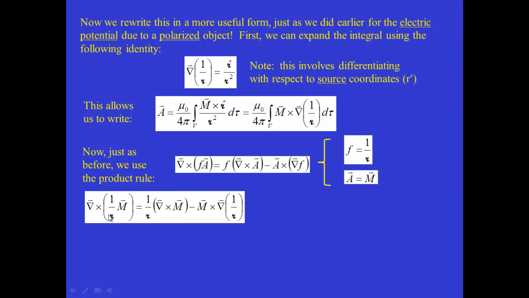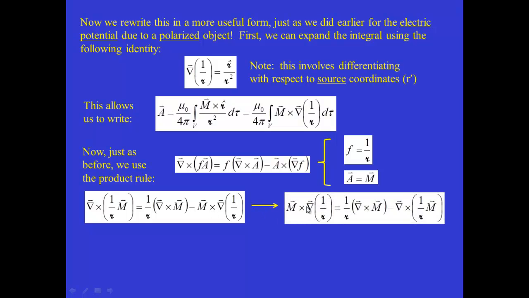f is 1 over r, a is M, so now we've rewritten it in this form using the terms that are in our expression for A. Notice that what we've got in the integrand for A, the M cross gradient of 1 over r, is on the right-hand side of this product rule. So if we solve for that, we get an expression that we can substitute into the integrand so that we can rewrite A in a different form.